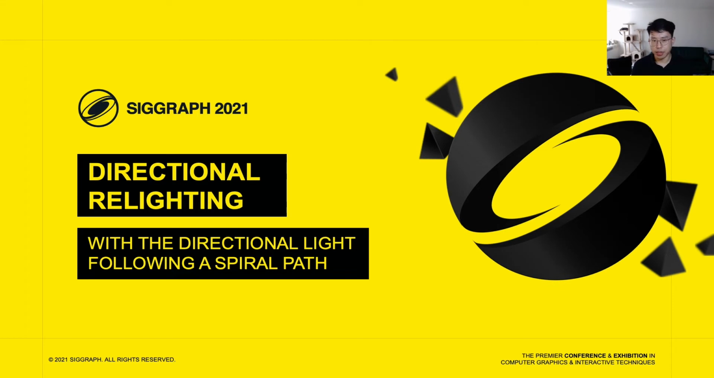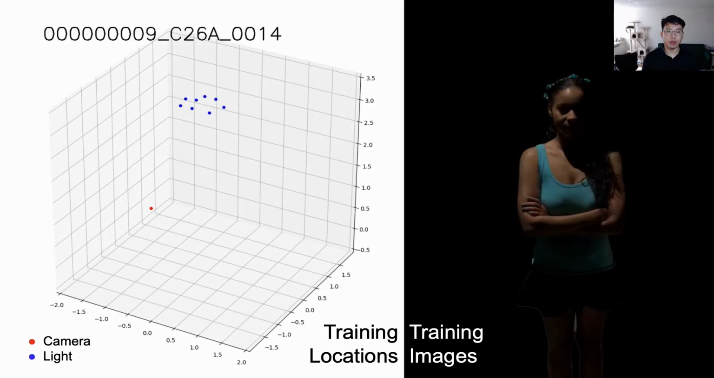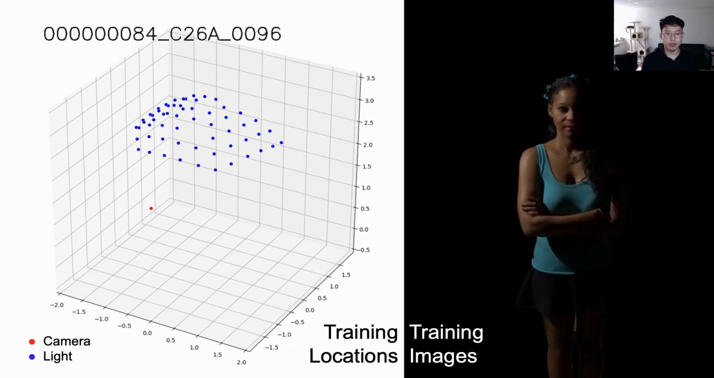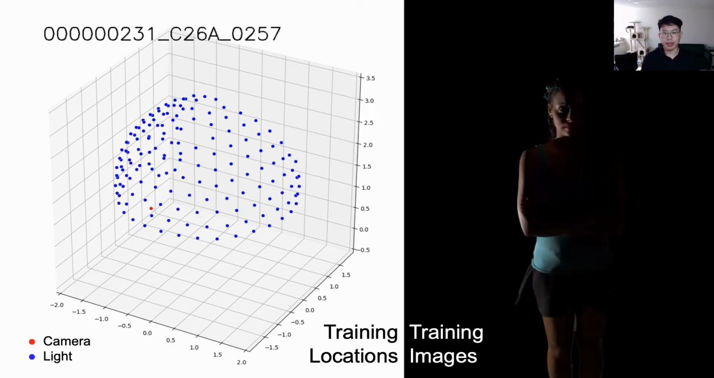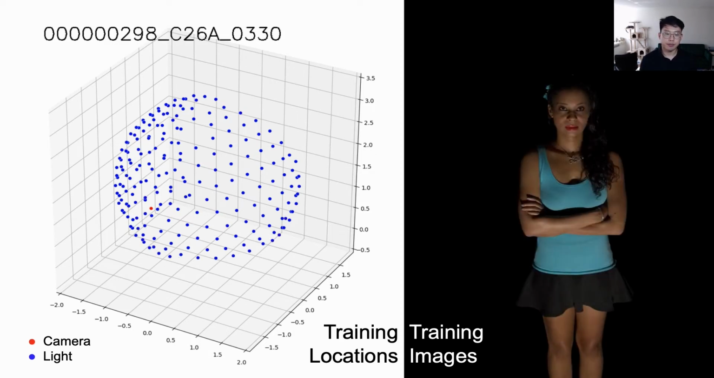Now let's look at some results, where we relight the person with a directional light, and the viewpoint remains unchanged in this case. So these are the light directions and the corresponding images used for training. Notice that here the viewpoint never changes.